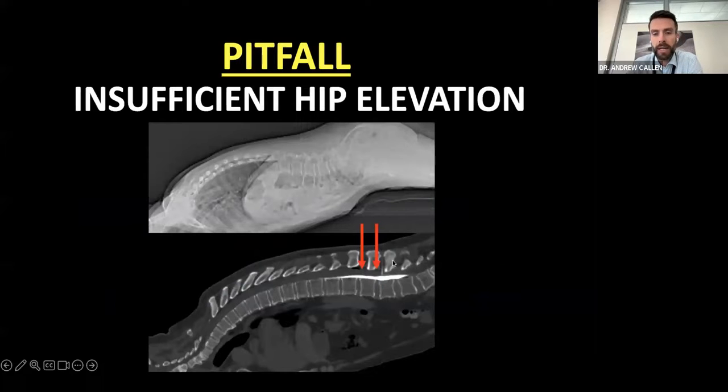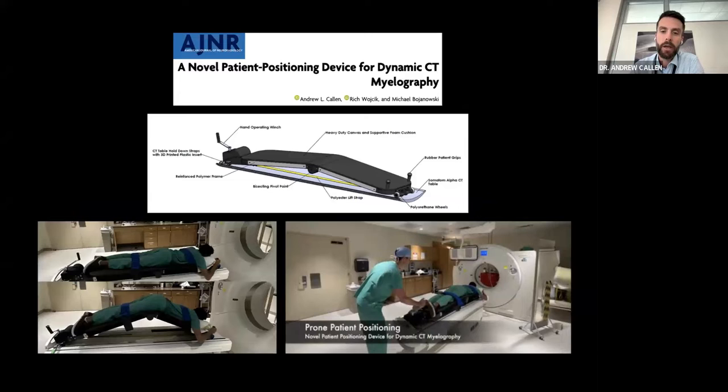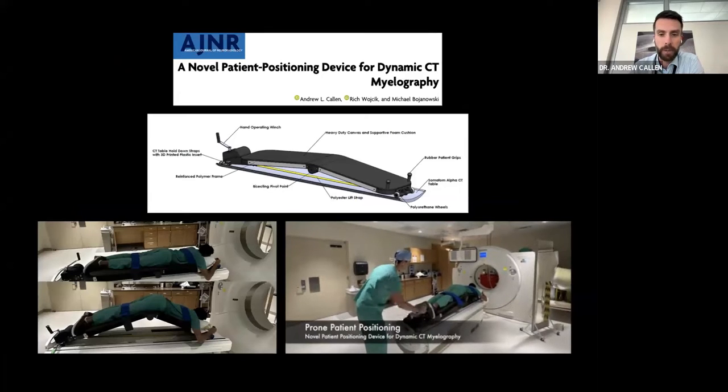Here's an example of a patient who had insufficient hip elevation for a prone dynamic CTM, and you see that contrast just pooling in the lumbar lordosis. Anybody who's performed these exams knows how frustrating this can be when you perform this, and then you have to reposition the patient. The contrast dye moves before you can image right away, and you sort of lost that beautiful sensitivity of the exam.